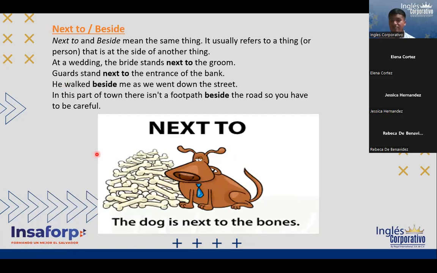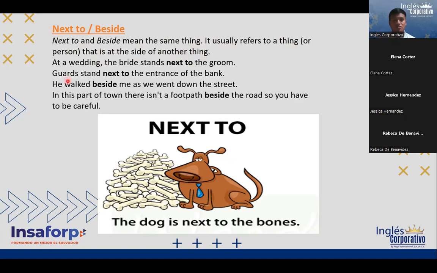Here, we have another one that is next to, beside. Next to and beside. What's the meaning of those? Ambos significan lo mismo. They mean the same thing. It usually refers to a thing or person that is at the side of another thing. Se refiere cuando una cosa o persona está a un lado de otra cosa.